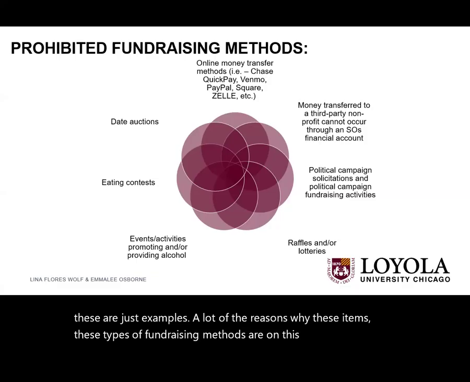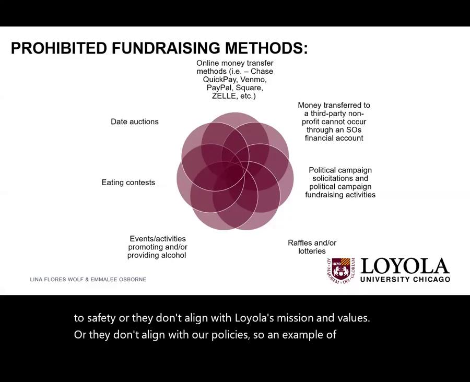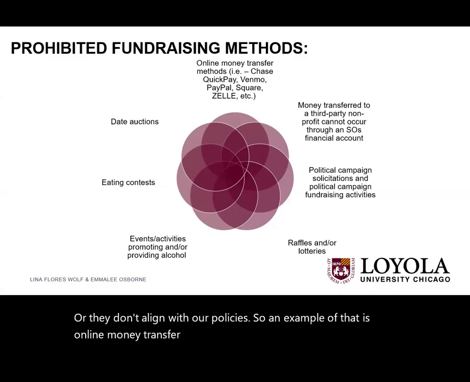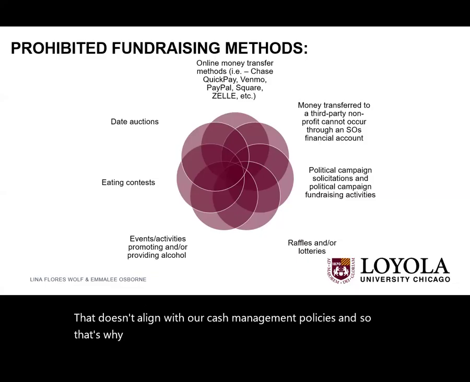A lot of the reasons why these types of fundraising methods are on this slide are either due to safety or they don't align with Loyola's mission and values, or they don't align with our policies. An example of that is online money transfer methods, Chase, Venmo, QuickPay, Zelle, what have you. That doesn't align with our cash management policies. And so that's why everything needs to be done by cash, because we cannot securely process online payments.